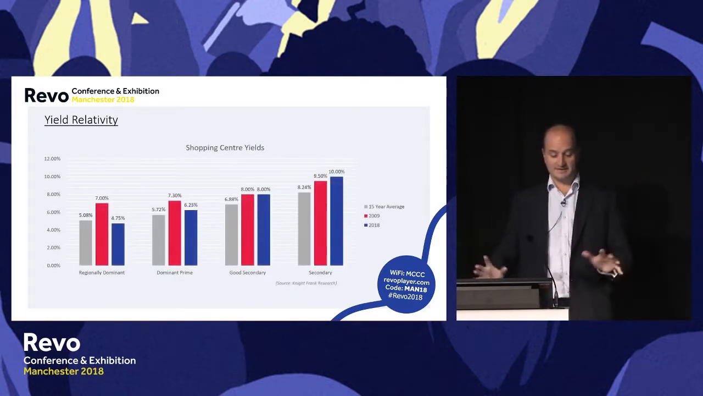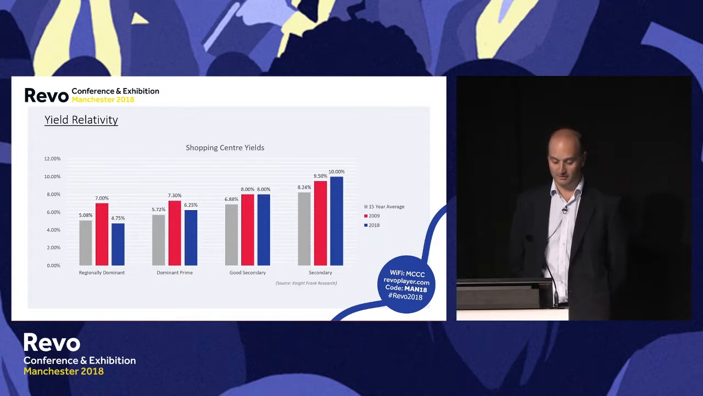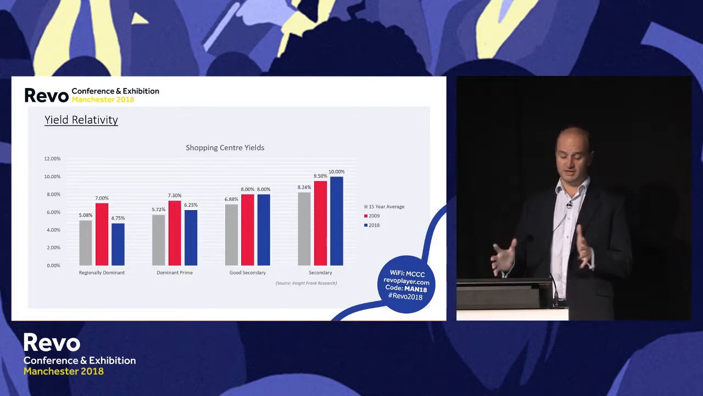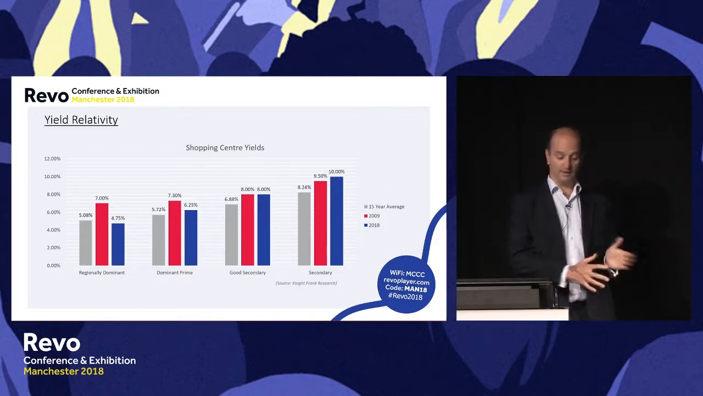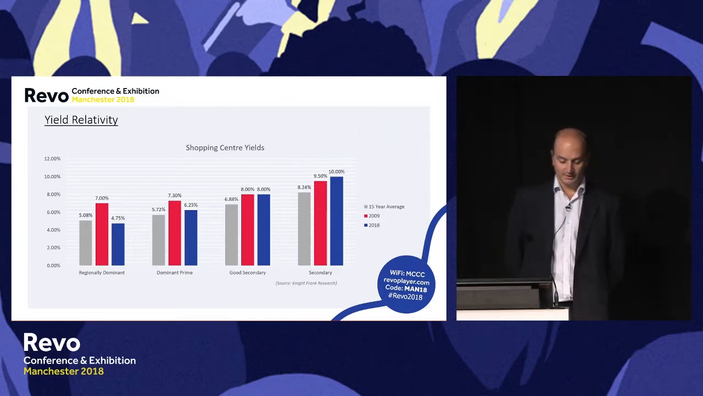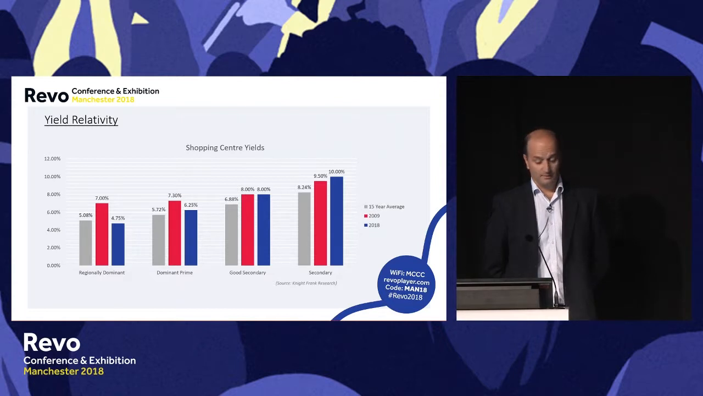So that's the negativity. What about a crumb of comfort? Where might we go going forward? Well, this chart shows yield relative to 2009 highs in terms of yields, low in terms of values, and the 15-year average. First point to make, at the prime end of the market, we're still actually trading at a premium to the long-term average, and we're at a significant premium to the 2009 level.